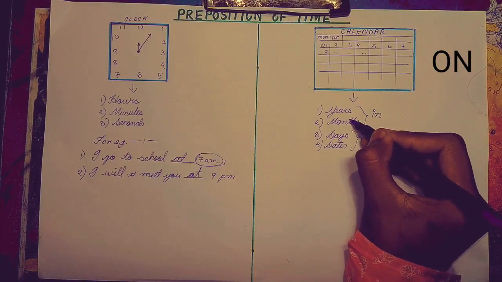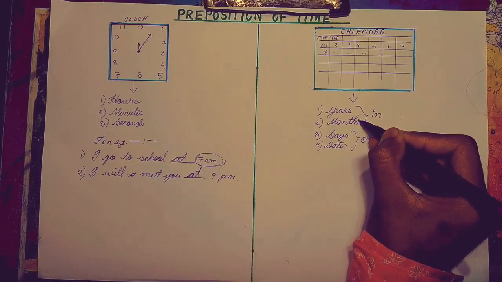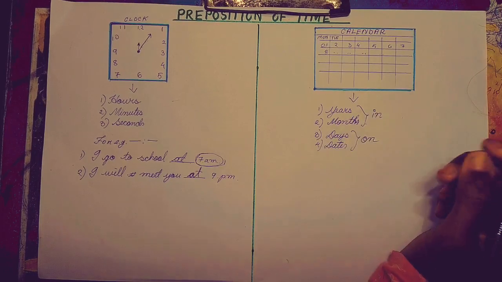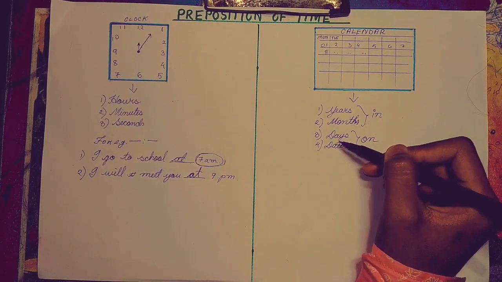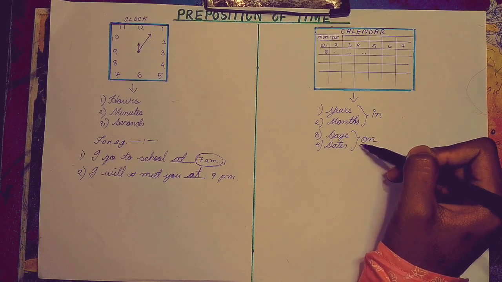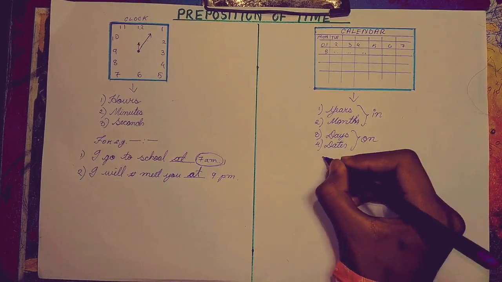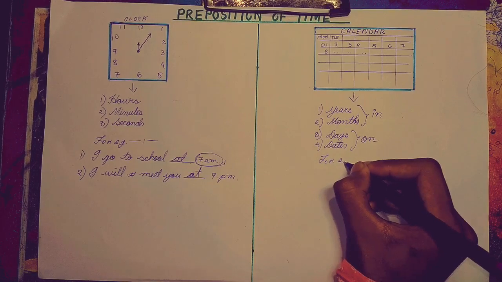Years and months are longer time periods, and days and dates are shorter time periods. In the case of longer time periods, we use in, and in the case of shorter time periods, we use on. For example, I'm giving you an example.